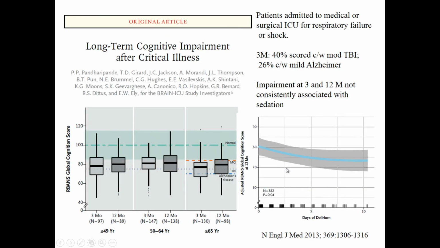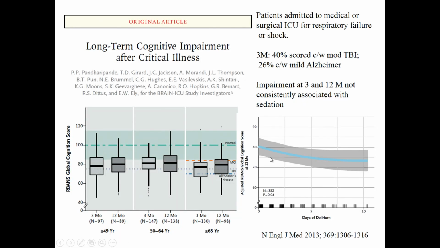This was the study recently in the New England Journal that highlighted the cognitive impairment that can occur after patients had been hospitalized for either medical or surgical respiratory failure or shock. And again, this is not just a problem of older people, but it also occurred in patients younger than 50 years old.